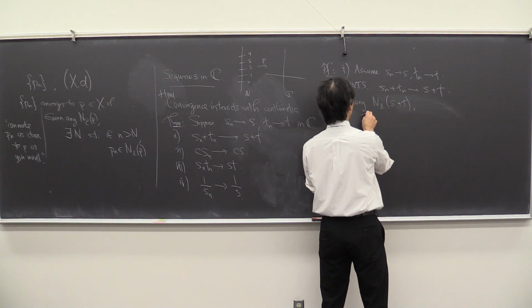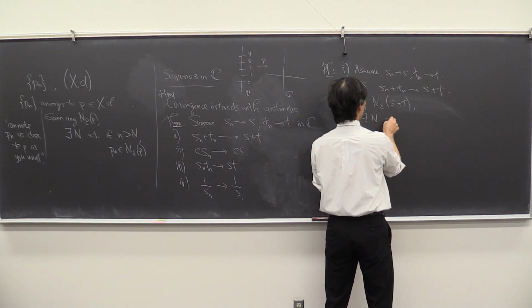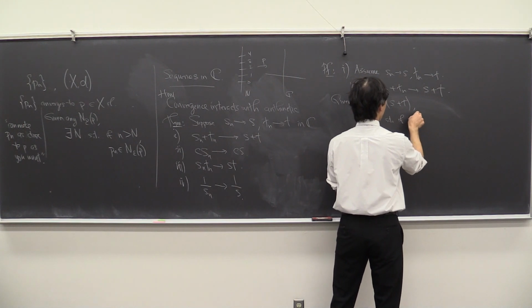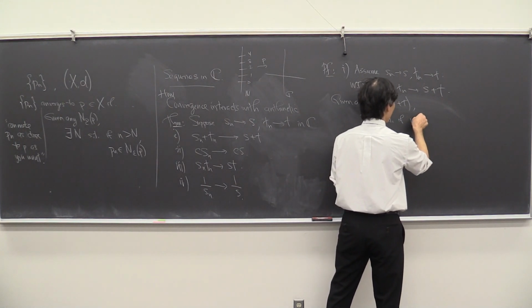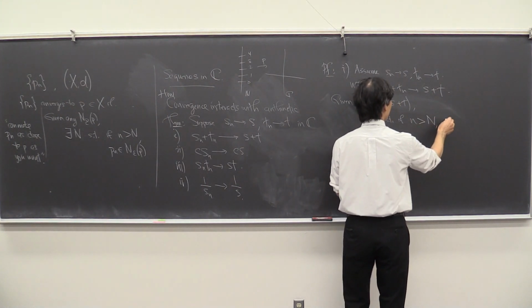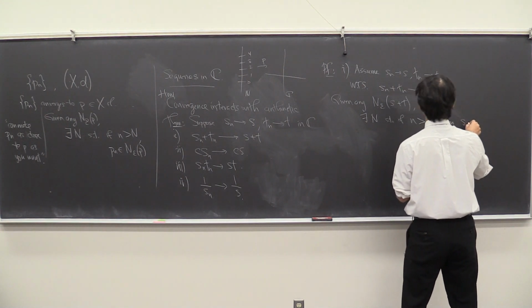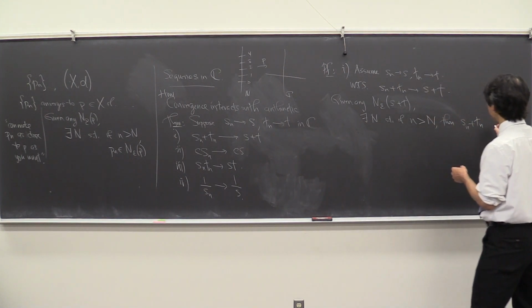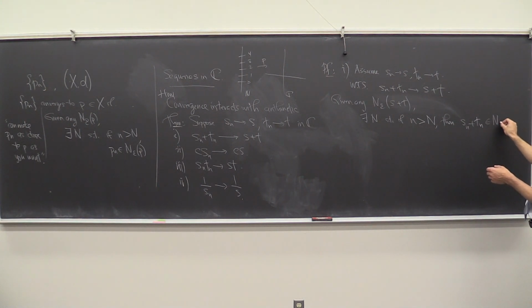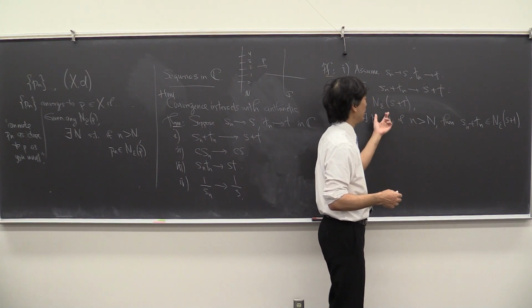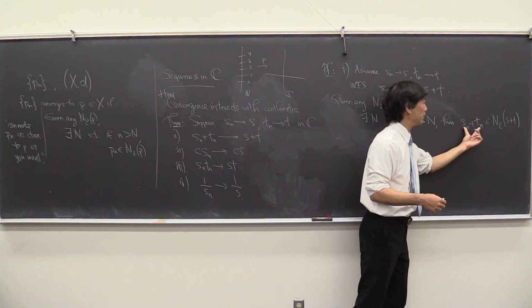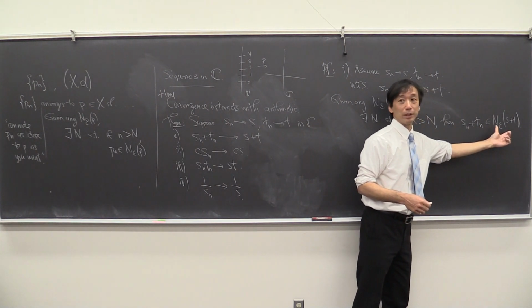There exists an N such that if little n is greater than big N, S of n plus T of n is in this epsilon neighborhood of S plus T. Exactly. So given any neighborhood of S plus T, you can find a time past which these guys are in that epsilon neighborhood of S plus T.